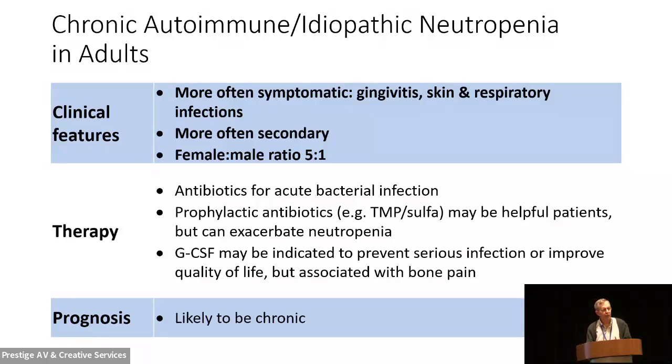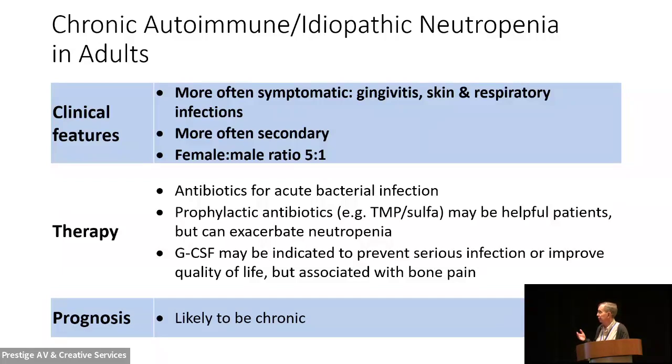And often there are other antibodies, such as thyroid antibodies. So it's important to look for other autoimmune disorders when there's an autoimmune neutropenia, because when the immune system gets confused, it gets confused about a lot of things, not just the neutrophil. Much more common in females.